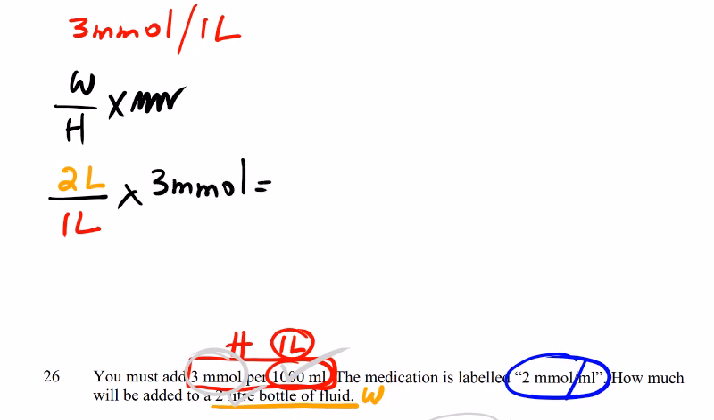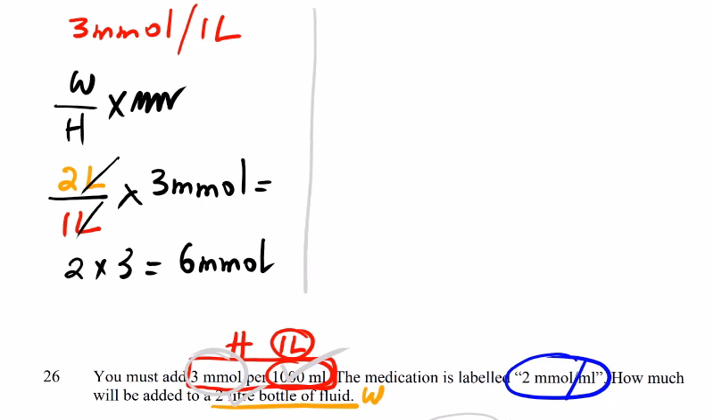If you're using the formula method, the liters cancel out. 2 divided by 1 is 2. We just need to multiply 2 times 3 to get 6 millimole. So that's the final quantity of millimole we want in the 2-liter bottle. But now we need to find out how much of the stock solution we'll need.